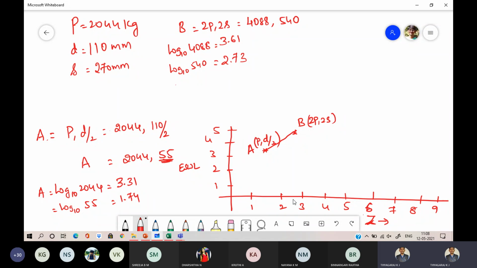Sir, P comma d by 2 means X comma Y, right, sir? It is Y comma X here. Okay, P comma d by 2. Wait a minute, I will clarify whether it is X comma d by 2 or Y comma d by 2.